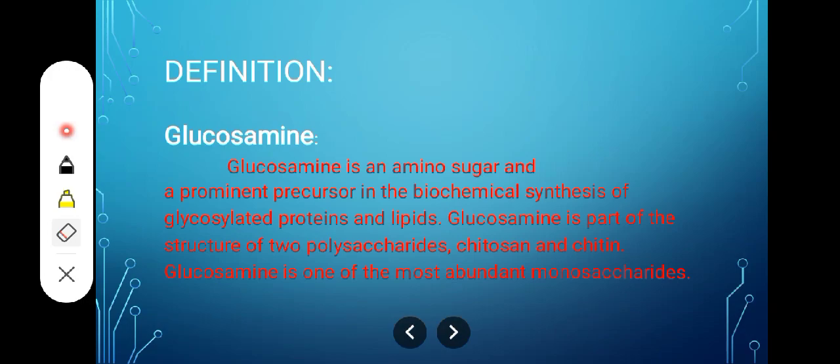So the first one is the definition of glucosamine. Glucosamine is an amino sugar and a prominent precursor in the biochemical synthesis of glycosylated proteins and lipids. Glucosamine is part of the structure of two polysaccharides. The first polysaccharide is chitosan and the second polysaccharide is chitin. Glucosamine is one of the most abundant monosaccharides.